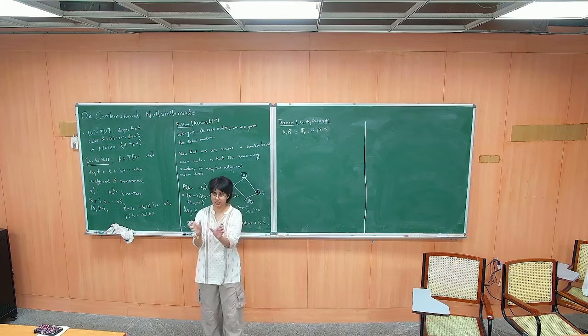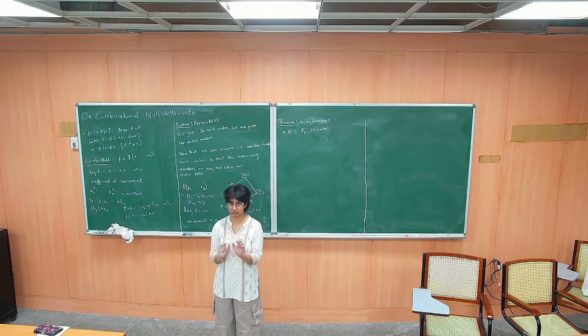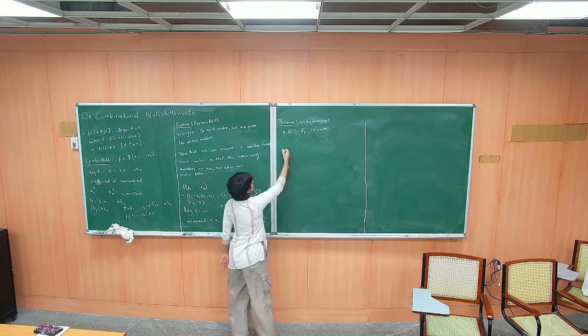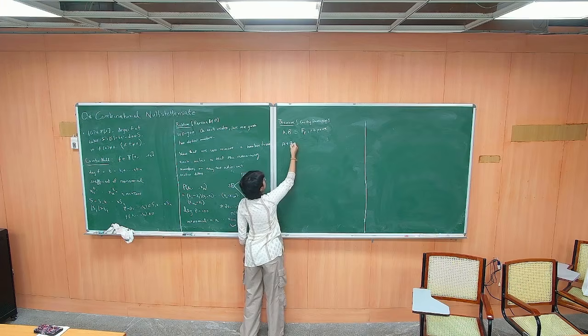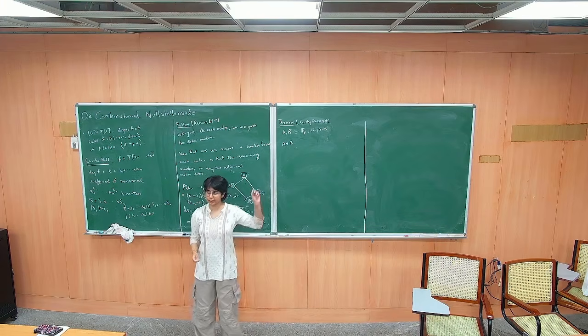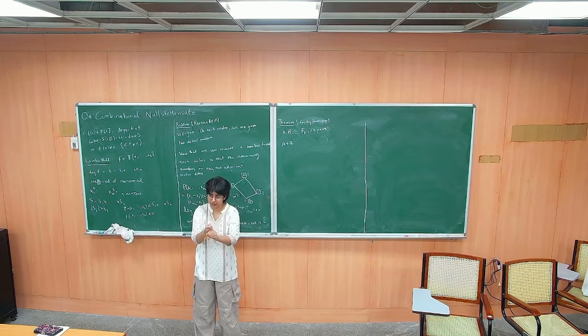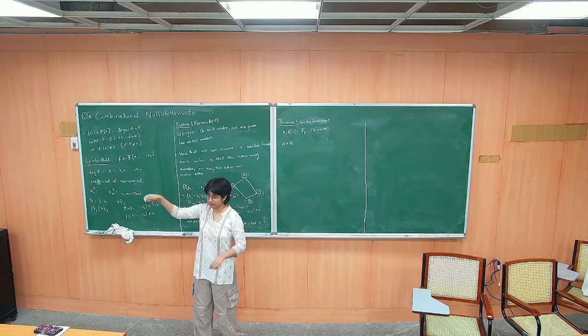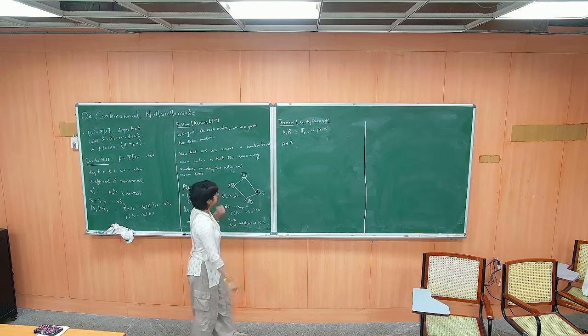Then I consider the subset sum of A and B. I just look at A plus B, which is basically taking elements from A and taking elements from B and adding them, and you're doing it modulo P.